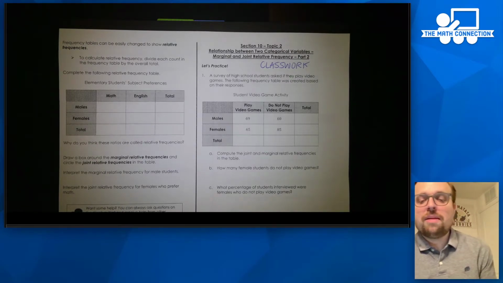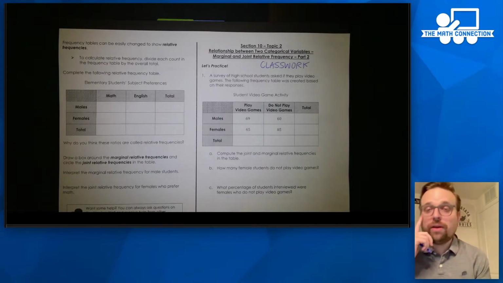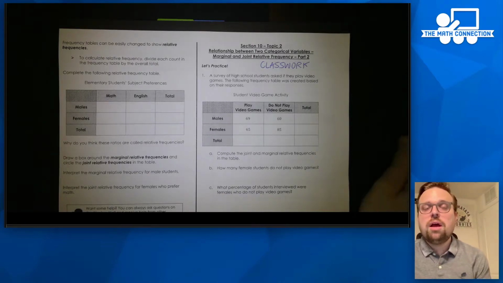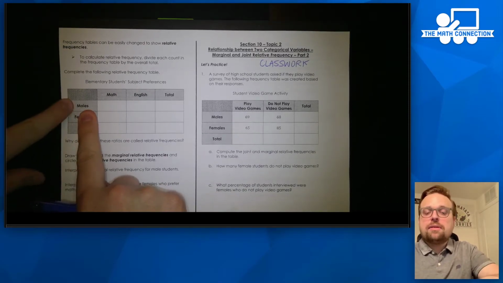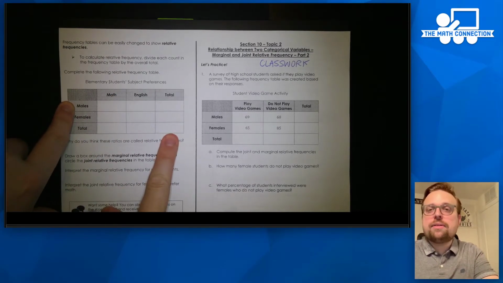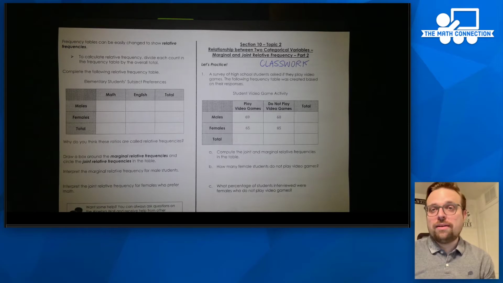So frequency tables can be easily changed to show the relative frequencies. And to calculate what a relative frequency is, you divide each count in the frequency table by the overall total. So for example, in a relative frequency table, what you're going to see is not a count anymore of how many students liked math or English or how many males or females. What you're going to see now is a percentage because the table is now representing what percentage of males preferred math in comparison relative to the total number of students that were surveyed. So that's where that word relative is coming from.